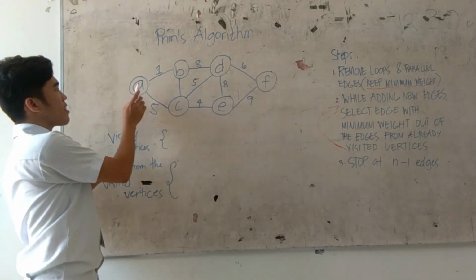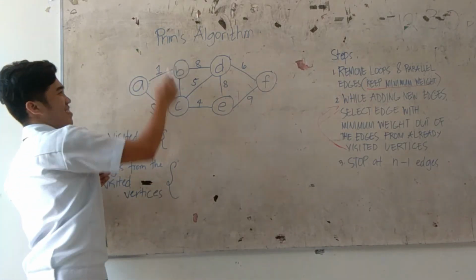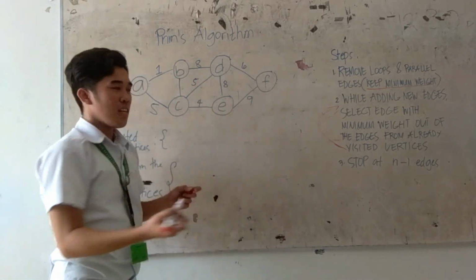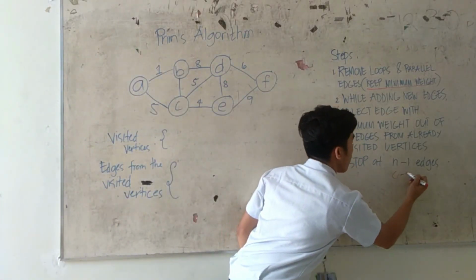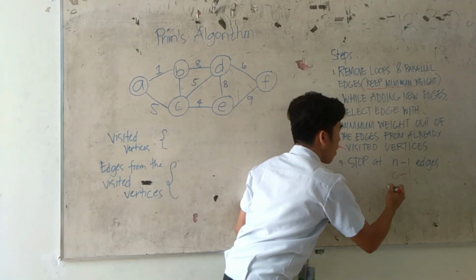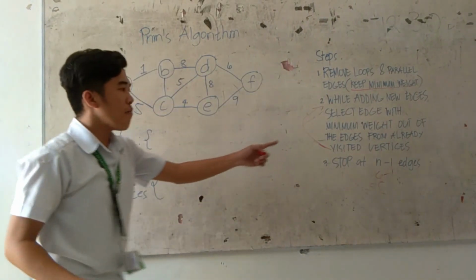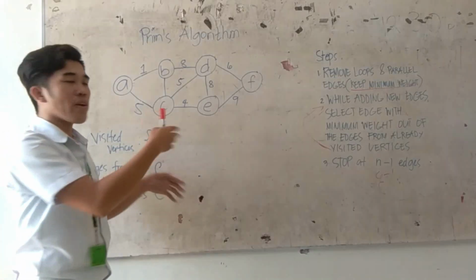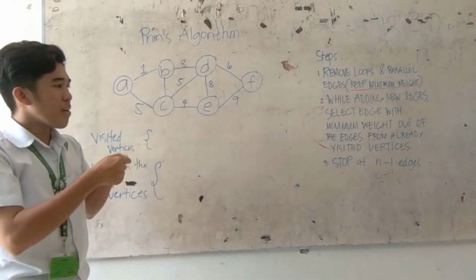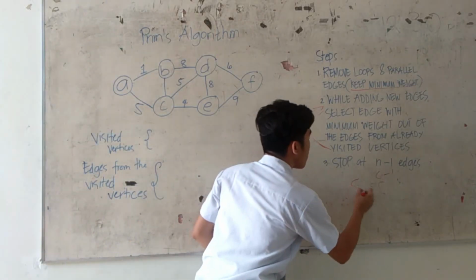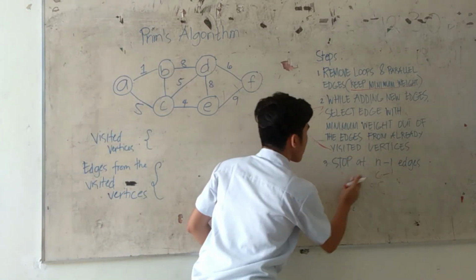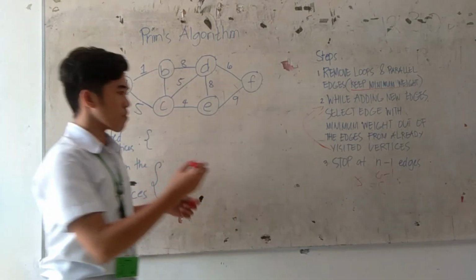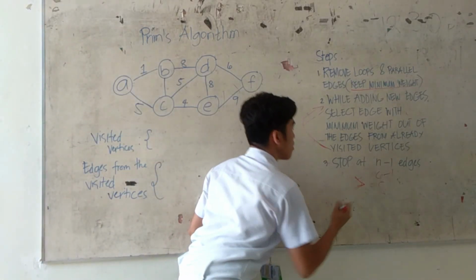So the vertices are like this: 1, 2, 3, 4, 5, 6. So 6 minus 1 equals 5. So if the number of edges that we are going to visit later reaches greater than 5, we need to stop the algorithm. Okay?